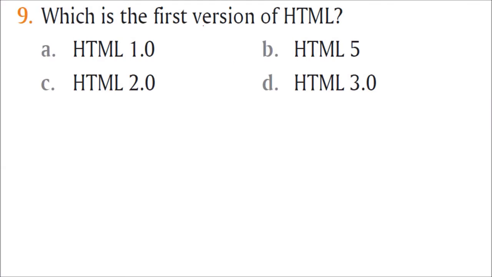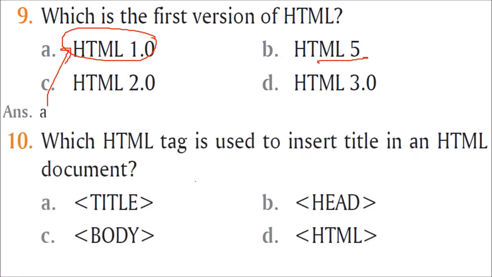Which is the first version of HTML? HTML 1.0. We are now at HTML 5. The answer is A. Which HTML tag is used to insert title in an HTML document? Title, the answer will be title. This is for body, this is for heading. This is the basic start and end of HTML. The answer is title.